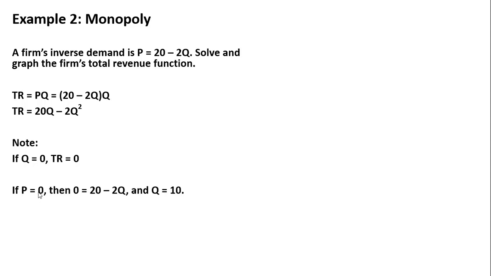Another thing to note, if P equals 0, and I'm just going to go back to this inverse demand. Notice that if P equals 0 and we solve for Q, you get 0 equals 20 minus 2Q, or 20 equals 2Q, Q equals 10. So that's an interesting point here, that when output is 10, price is 0, so once again total revenue would be 0. So if P is 0, Q is 10, and total revenue is 0. So we got another point on the graph where total revenue is 0.